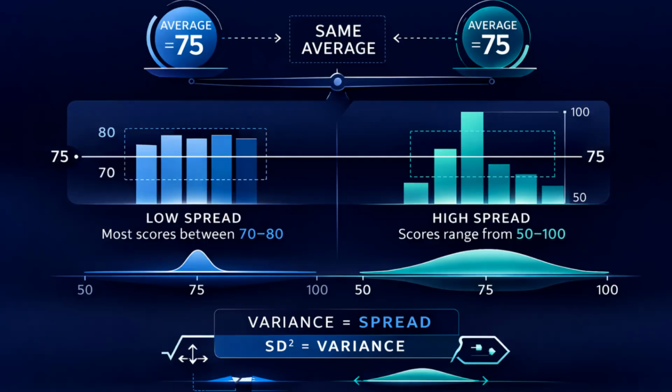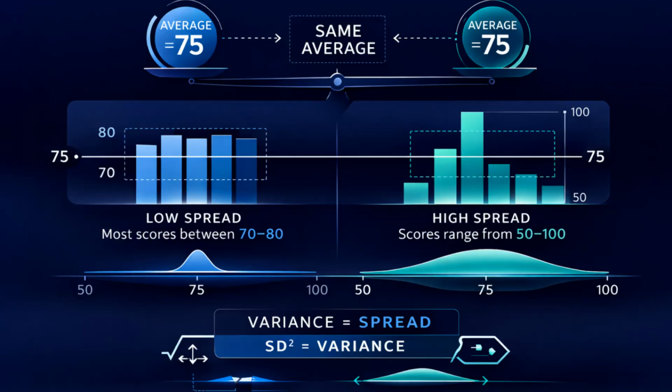Variability describes how spread out data values are. Two groups can have the same average but very different spread. Imagine two classes both have an average exam score of 75. In one class, most scores are between 70 and 80. In the other class, scores range from 50 to 100. The averages match, but the second class is far less consistent.